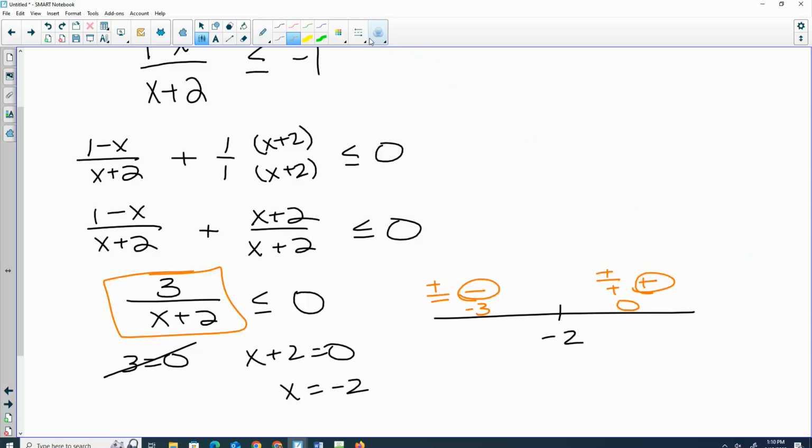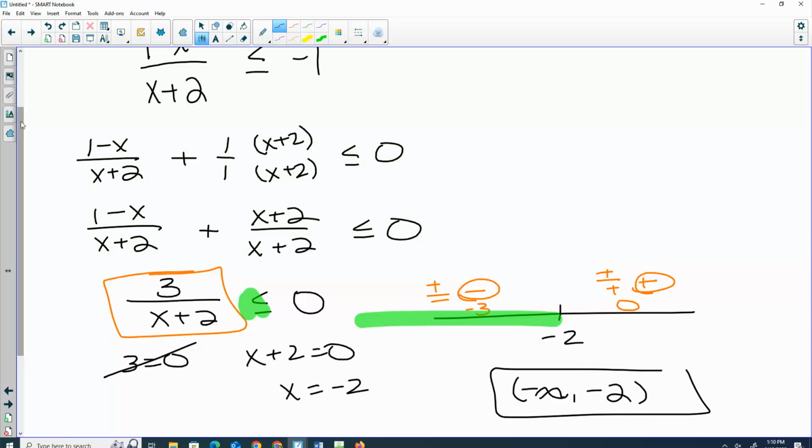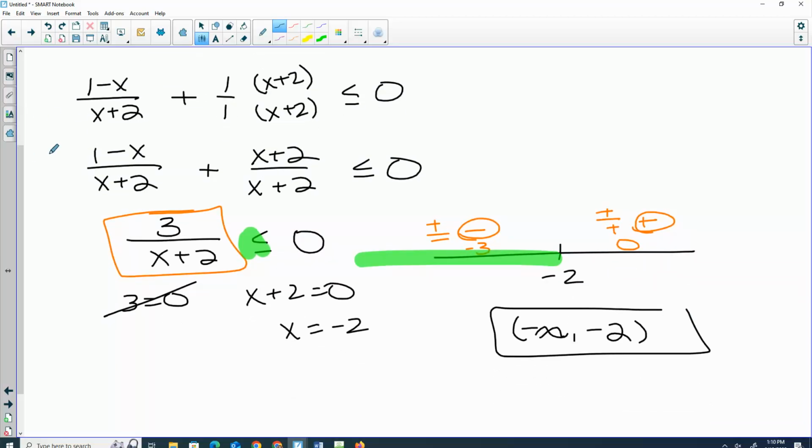Which ones did we want? Less than. Less than tells me the negatives. Equal to means bracket. Can I put a bracket on my -2? No. Why? It's from the denominator. So it's just negative infinity to -2. So on these, always get 0 on one side and a single fraction on the other to make your sign line.